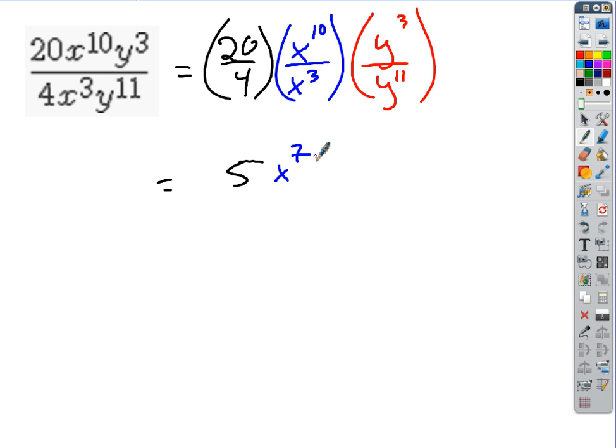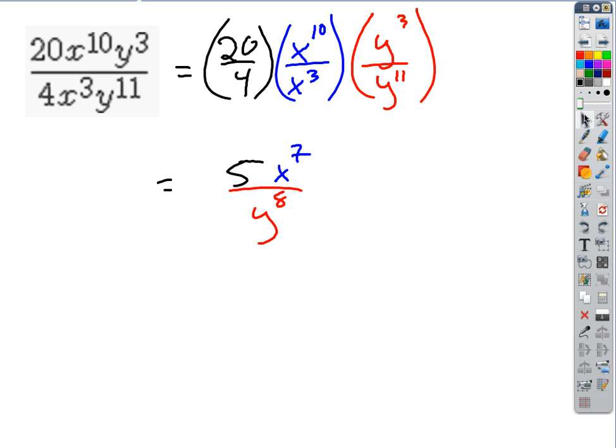Now what about the y's? Bottom, good. And what power? 8, yeah. We'll keep the y's on the bottom because 11 is bigger than 3, and subtract 3 from the 11. And so this is our answer: 5x to the 7th over y to the 8th.